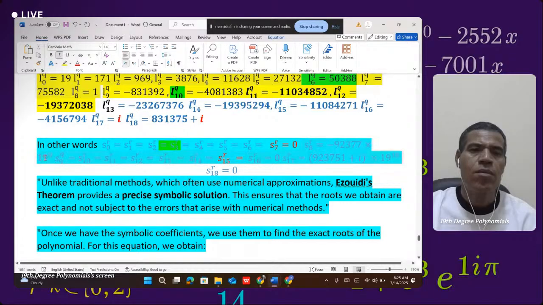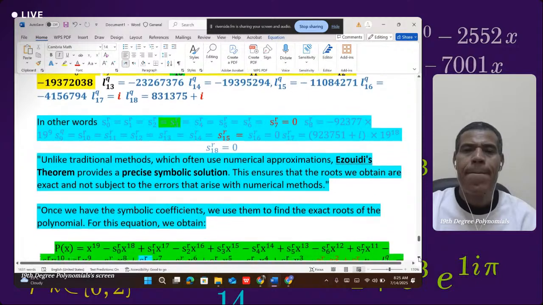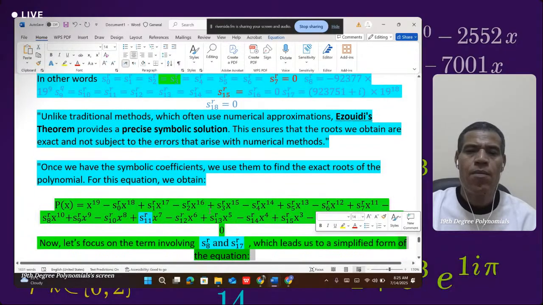Huge number, but exact. And S17R depends on that L17Q value we talked about. It's either 923751 times 19 to the 18 if L17Q was 0, or 923751 plus I times 19 to the 18 if L17Q was I. Still exact, just different depending on the input. So this systematic calculation leads to a dramatically simplified form of that original daunting polynomial. The original P(x) could be written as a sum of terms in x^19, x^18, and so on, plus S17R x.